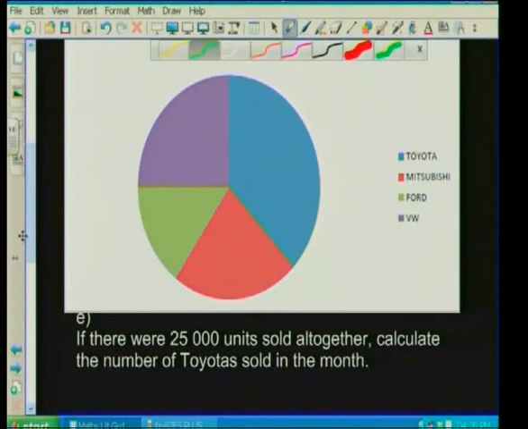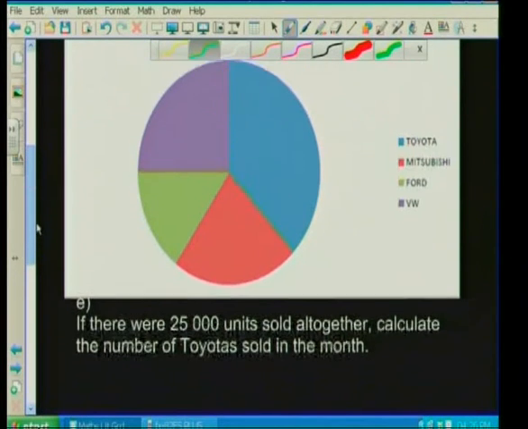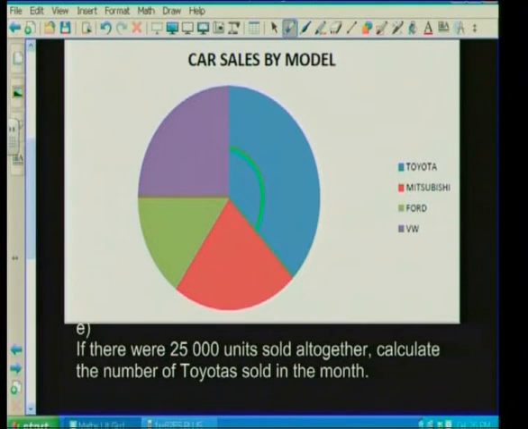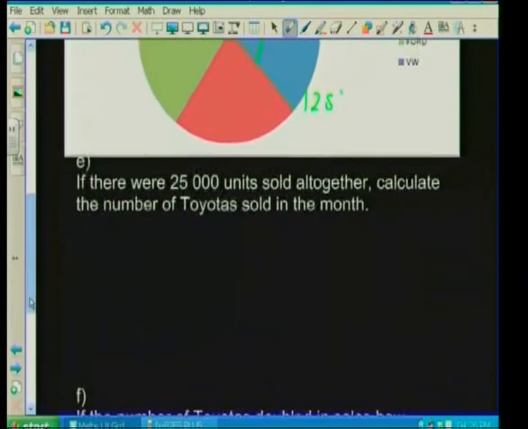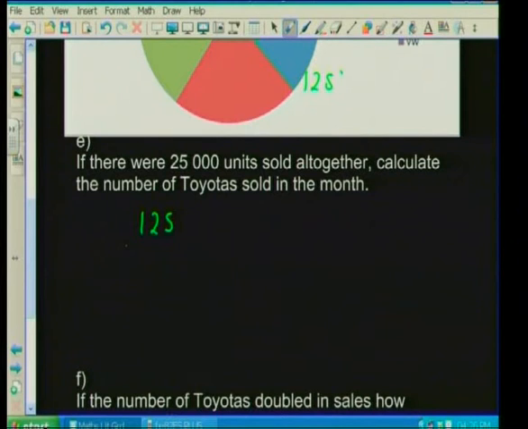So from this graph, we have another question. If there were 25,000 units sold altogether, calculate the number of Toyotas sold in that month. Now, do you remember the Toyota? We said that this angle over here was round about 120, 130. I'll tell you what, let's make it 125 degrees. So if it's 125 degrees of the full amount, which was 360 degrees, and we multiplied that by the 25,000 cars, then we will know how many Toyotas were sold.